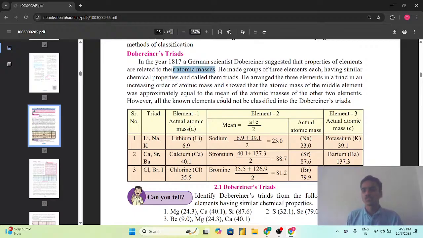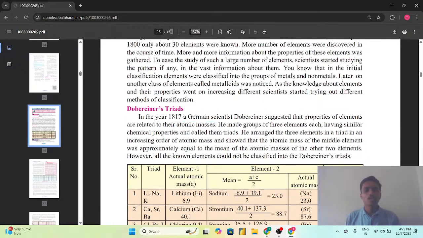तो जैसा कि हम बोल रहे थे कि वो सोच रहे थे कि इन एलिमेंट्स को क्लासिफाई कैसे किया जाए. तो एट द टाइम ऑफ द 1817 अ जर्मन साइंटिस्ट डोबेराइनर ने क्या बोला कि चलो इनको एटॉमिक मासेस के हिसाब से अरेंज करके देखते हैं. He made groups of three elements each having similar chemical properties and called them triads. मतलब उन्होंने तीन तीन के ग्रुप बनाए on the basis of atomic masses, as the chemical property, and grouped them into three elements, and he called them the triad.